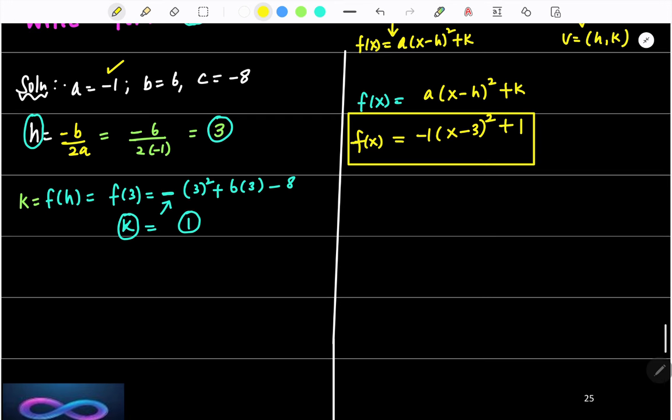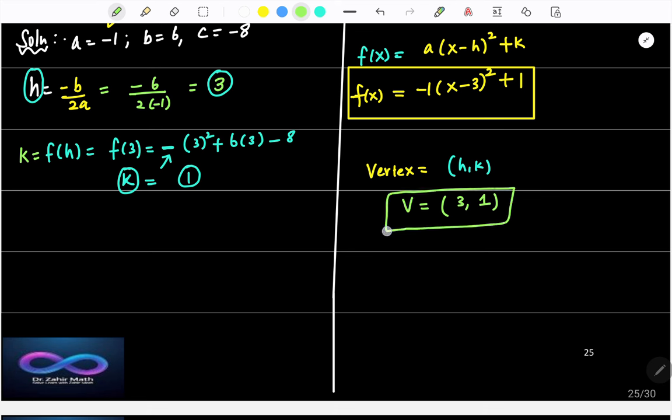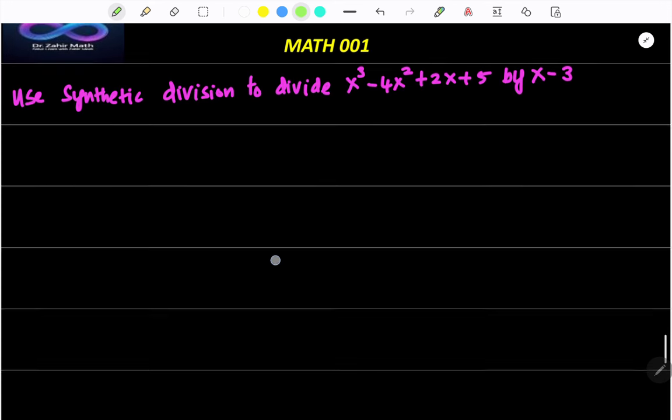Next is what? We are going to write the vertex. So the vertex formula is what? Which is equal to h comma k, right? So what is h? h is 3 and k is what? 1. So this is your vertex. Clear everybody? Clear? So vertex and standard form. Right, let's go to the next question.